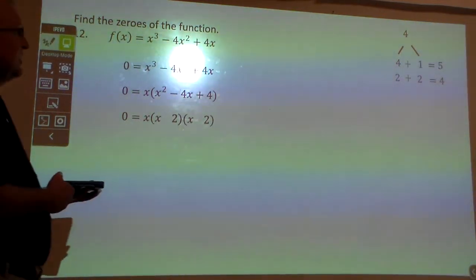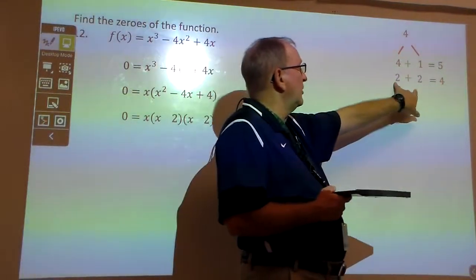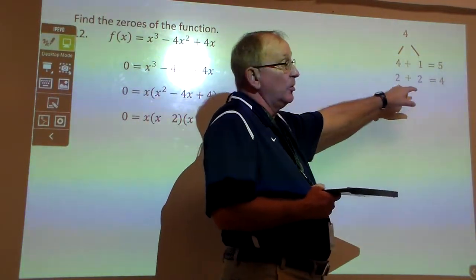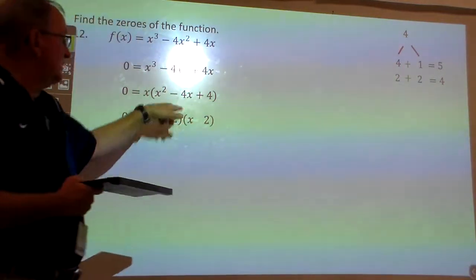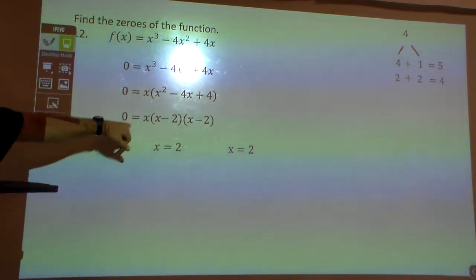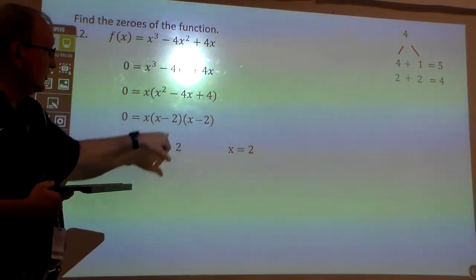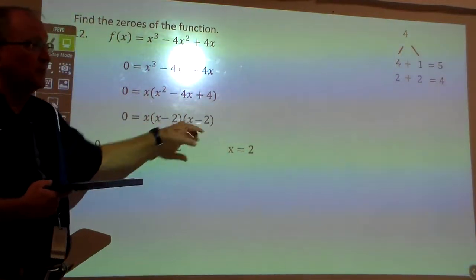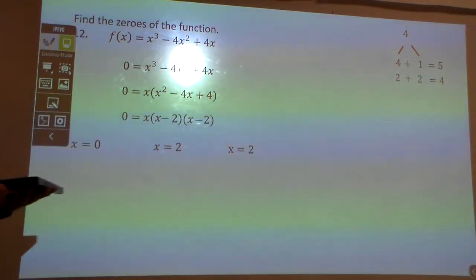Just like before, it doesn't really matter because these are both the same number, but the larger one always matches that sign. Negative, and because it was positive, they're both negative. So here's what I know. Set them each equal to 0, so x equals 0, that's one answer. And x equals 2 because x minus 2 equals 0. So there's my answers here.